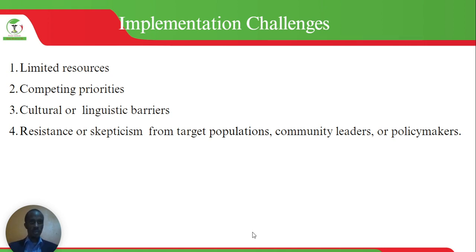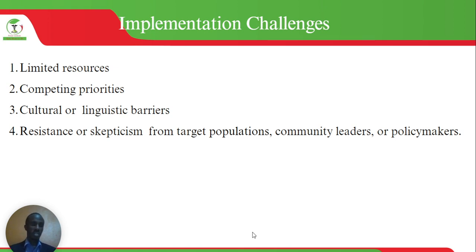Then resistance from community leaders, the target population, and policymakers also can be solved through engaging and encouraging participation of the community. So when you involve the community from the word go, from the planning, from the implementation, through to the monitoring and evaluation, then your intervention will be accepted, it will be owned, and they will feel they are responsible for the sustainability of this health promotion.